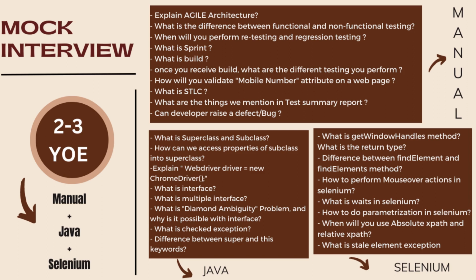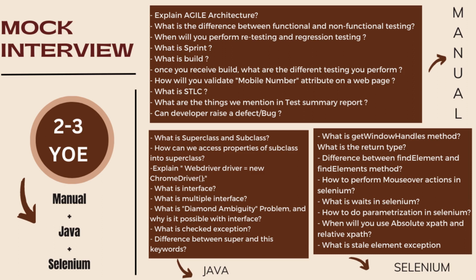Implicit wait is applicable for all the web elements present on the web page. And whenever we use explicit wait, it is only applicable for a particular web element. And fluent wait, I'm not able to recall too much, but it is used before exception handling.